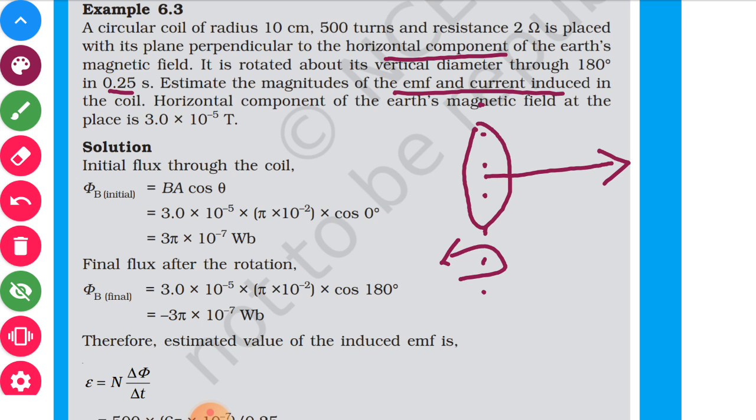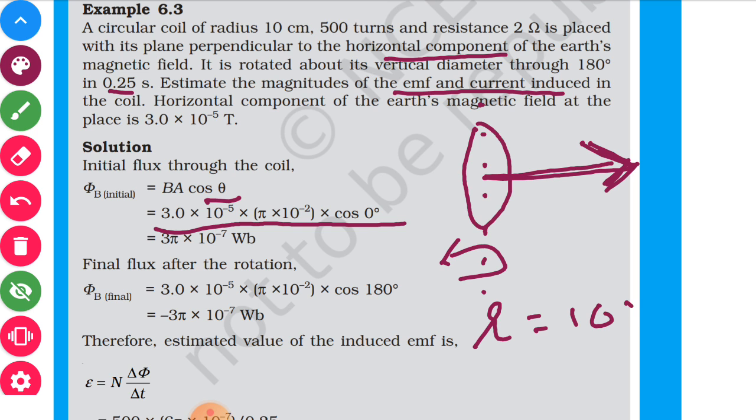Now see, first of all we find the initial flux. As both the area vector and magnetic field are in the same direction, the angle is 0. So BA cos 0, so easily it can be found. B is 3 into 10 raised to minus 5, and area, as you know, is pi r square. Here the radius is 10 into 10 raised to minus 2 meter, so you can take it as 10 raised to minus 1 meter.